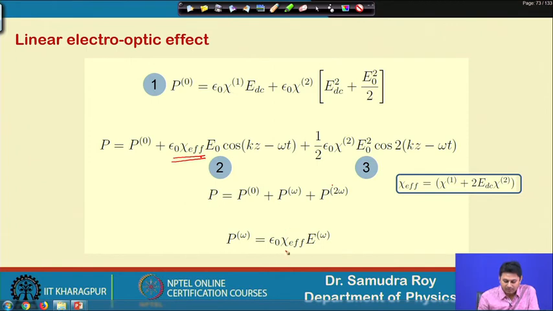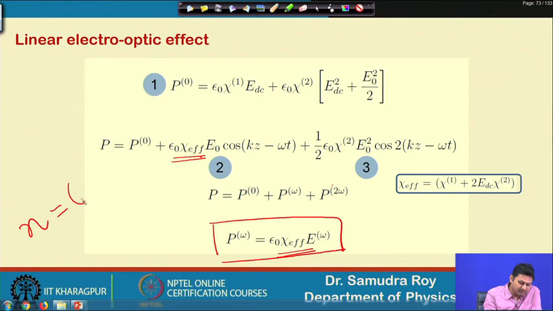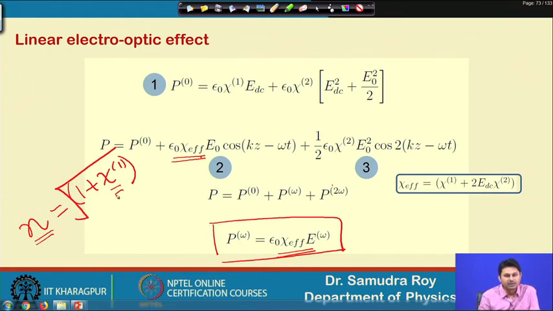So, the second term is now modified with chi effective. Now this P omega is E omega, which means this is a linear relationship. The linear part of the polarization gives rise to the linear part of the refractive index. Inside the refractive index, we know that susceptibility is related to the refractive index, because n is root over of 1 plus chi 1. So, refractive index is directly related to the susceptibility.